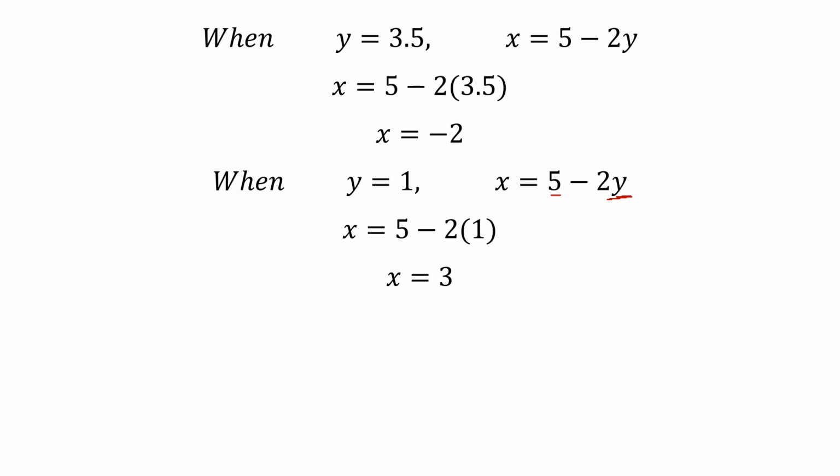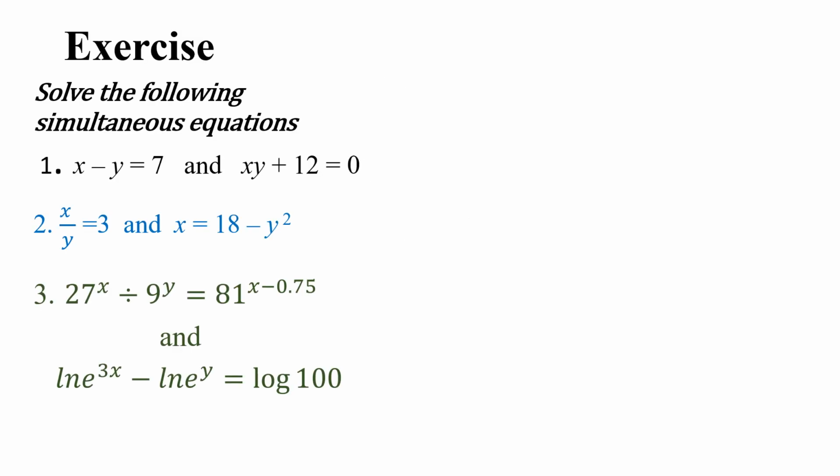Right, now that we have the values of x and y, we can now write this in coordinate form like this. When x is minus 2, y is 3.5. When x is 3, y is 1, like this. Right, so here's your exercise. And here are the answers.